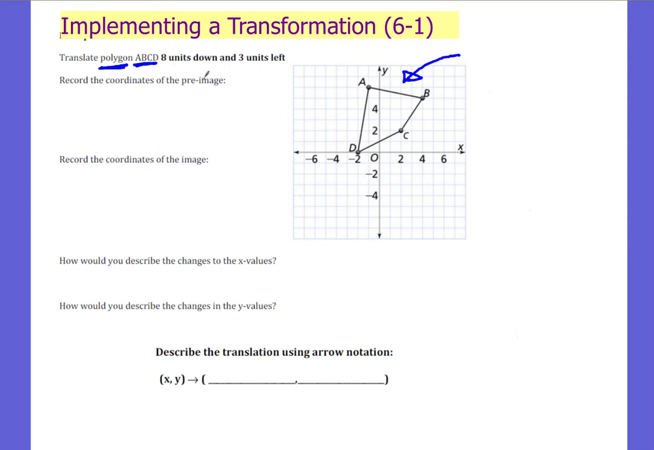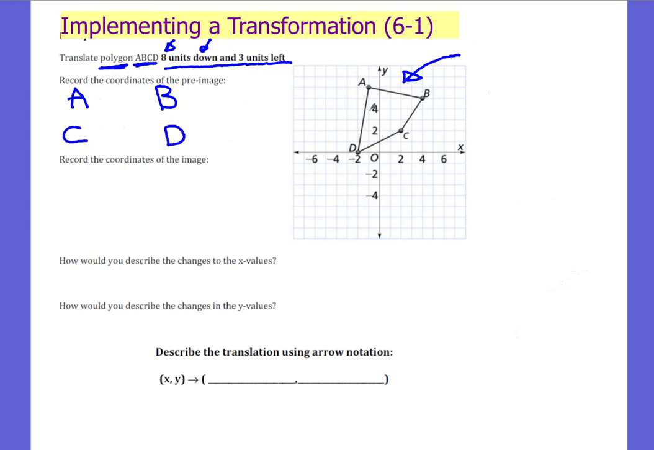We're just going to translate it, and they're giving a specific amount of units and a specific direction. So 8 units down and 3 units left. So we're just going to implement that transformation. First, though, there's going to be some things that happen with the coordinates that we're going to want to look at. So I'm just going to record here every single coordinate. So A, B, C, and D are what we're looking at. We're just going to record all those coordinates.